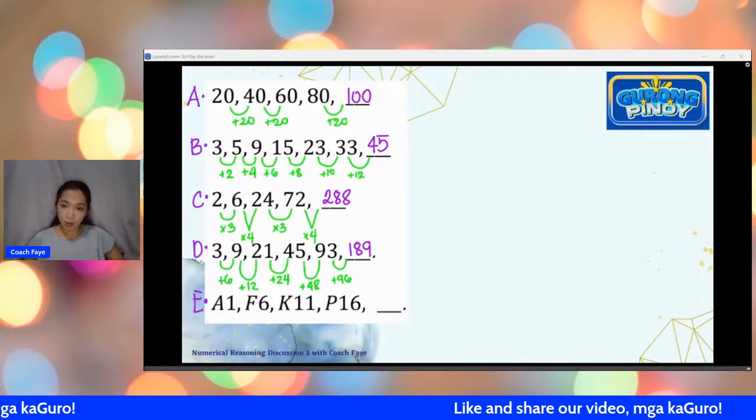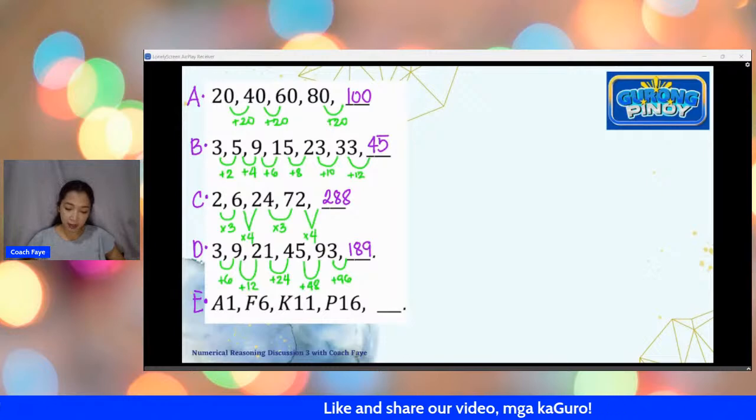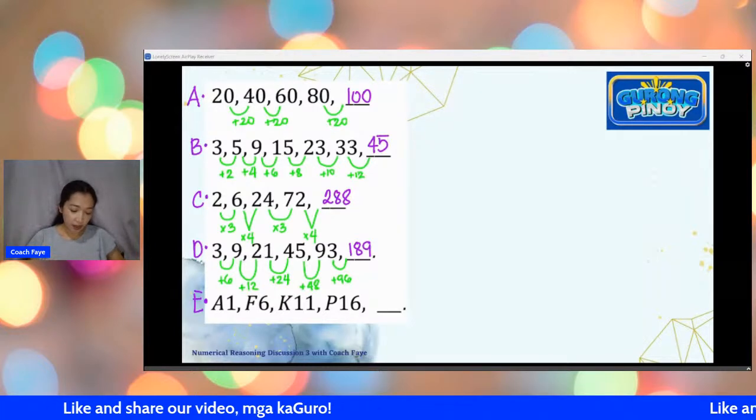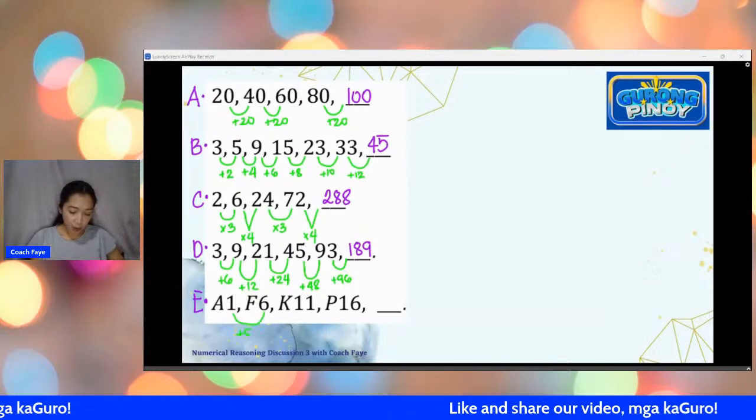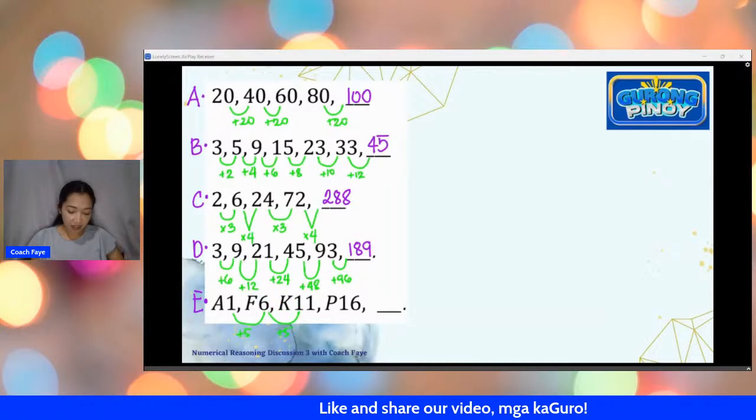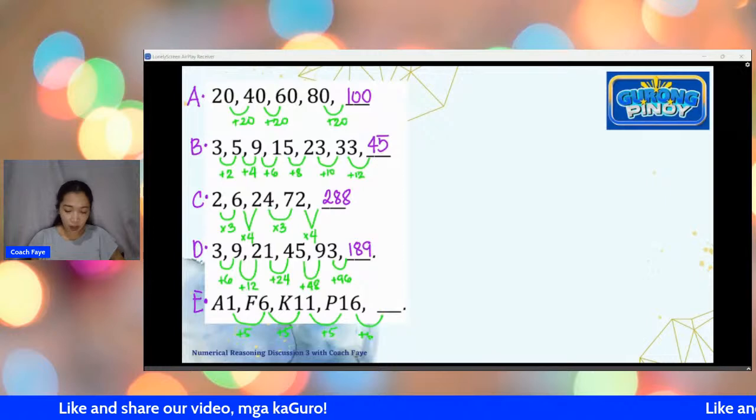Ayan. Oh, ayan. Marami na po tayong answer sa letter E. That's great. So, as we can see here, yung numbers lang po yung titingnan ninyo. So, yung numbers here, nag-plus 5 tayo. Plus 5. Consistent po siya na plus 5, ano? So we expect na plus 5 din tayo dito sa dulo.